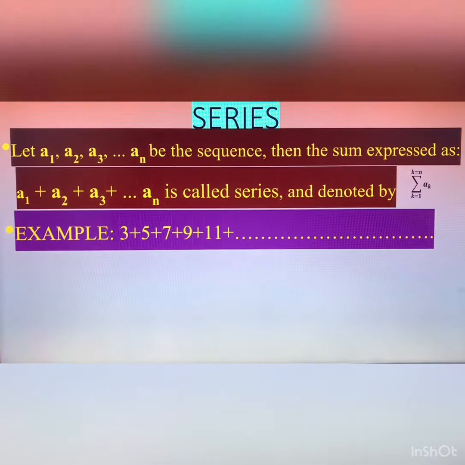Now an example of a series: 3 plus 5 plus 7 plus 9 plus 11. These numbers are connected by a positive sign, so this is a series, with a definite rule, because each number is increased by 2, that is, 3 plus 2 is 5, 5 plus 2 is 7. So this is a series connected by a plus sign.